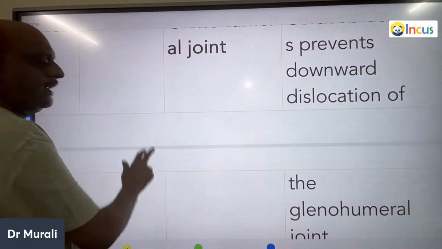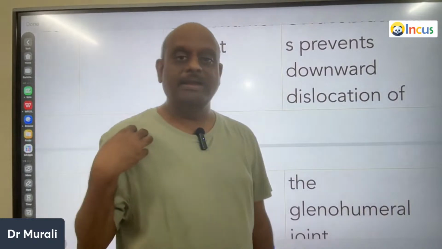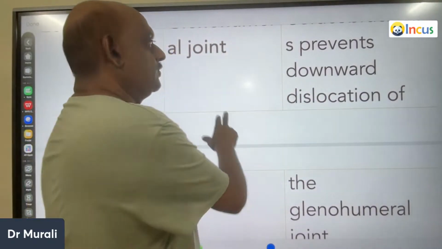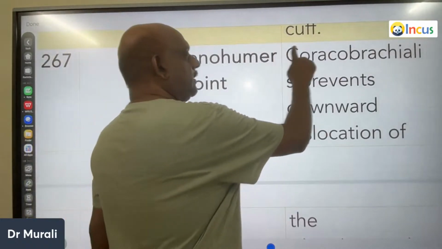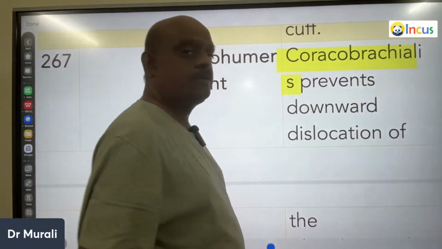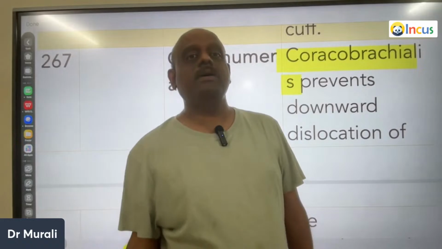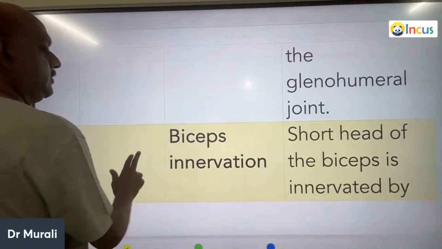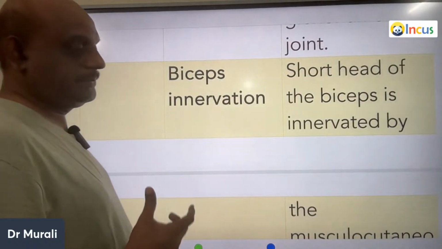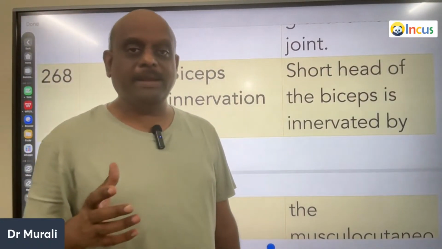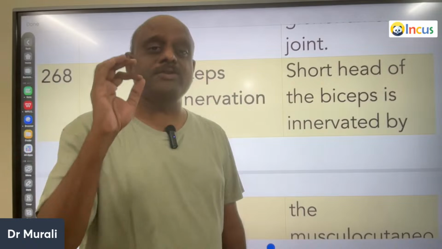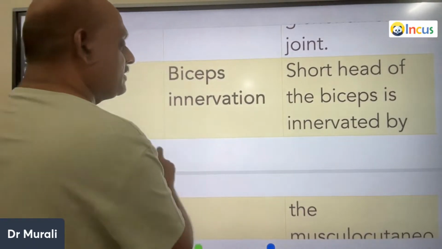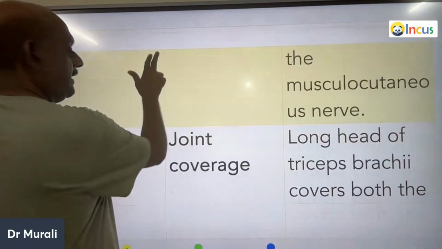So which muscle is the one which prevents the inferior dislocation of the glenohumeral joint? It is the coracobrachialis, which is preventing the downward dislocation of the glenohumeral joint. Now, the biceps is innervated by the musculocutaneous nerve, whereas the supinator muscle is innervated by the radial nerve. Just before, we discussed one of the favorite questions of the examiner.